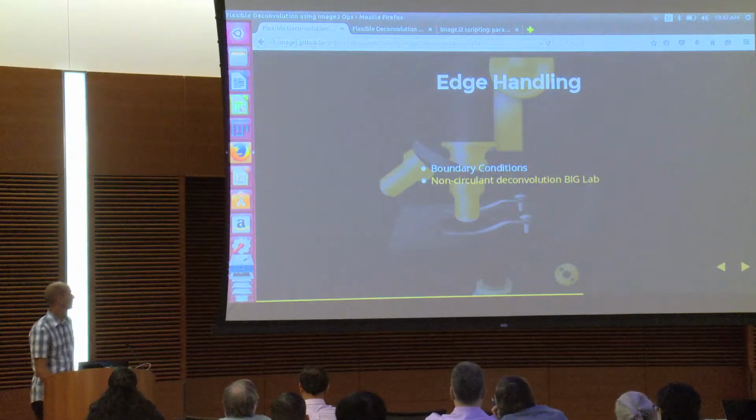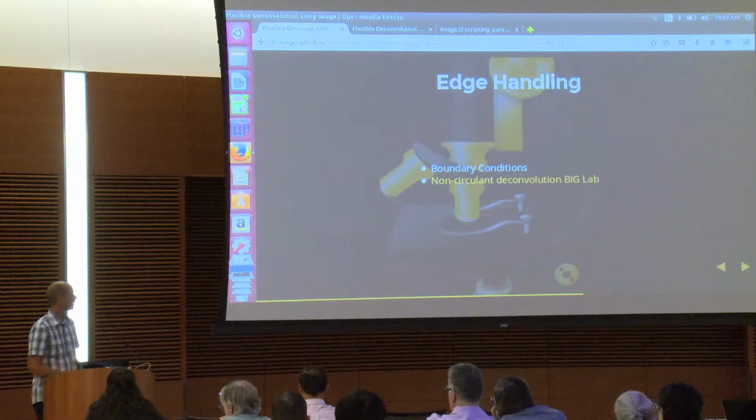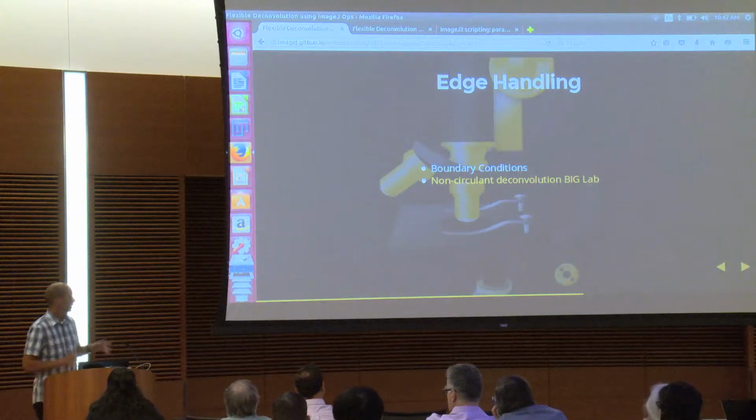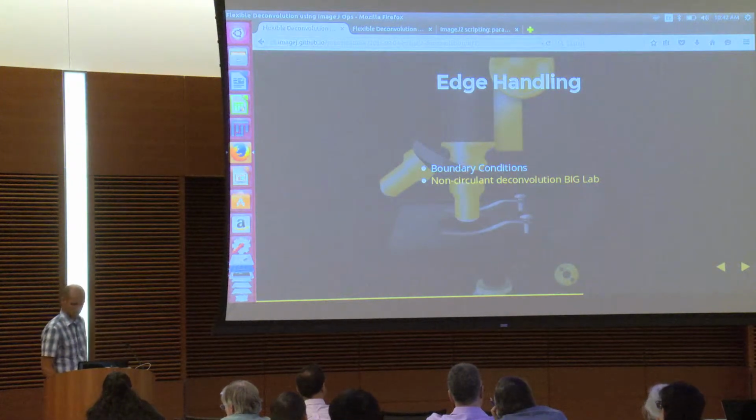It's also important to consider boundary conditions, because weird things can happen with objects near the edges, since there are no pixels to do some of these calculations. That's something we're going to have to consider in ops. I don't have time to talk about it in detail today, but I put a link to a possible approach to solve that problem.